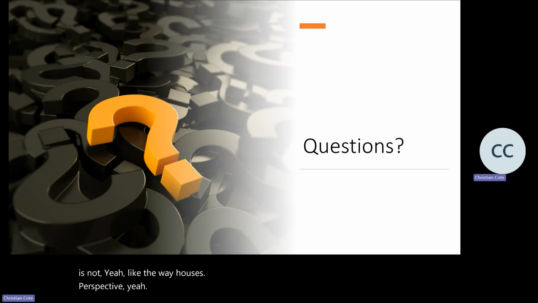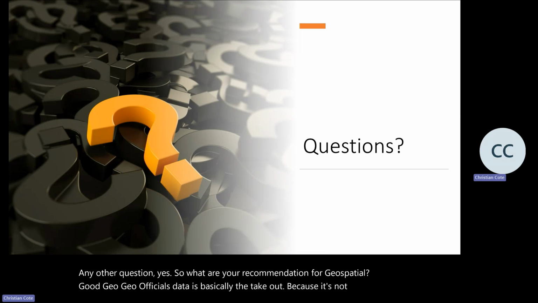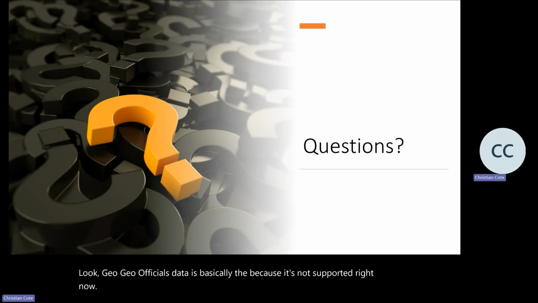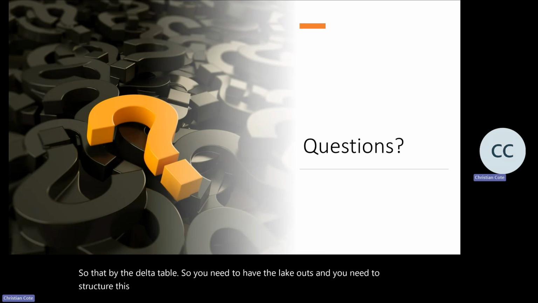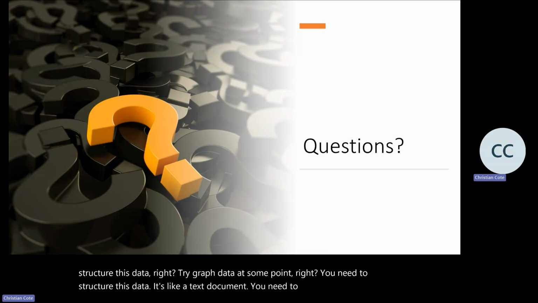Any other question? Yes. What are your recommendations for geospatial data? Geospatial data is not purpose-built right now, so it would be stored in a Delta table. You need to have the Lakehouse, and you need to structure this data. It's like graph data at some point, or like a text document, you need to structure it. And I think Power BI can consume this data directly, but I might be mistaken here.